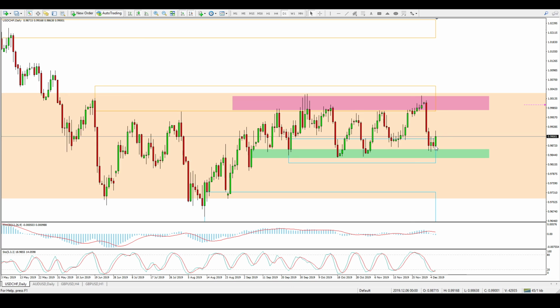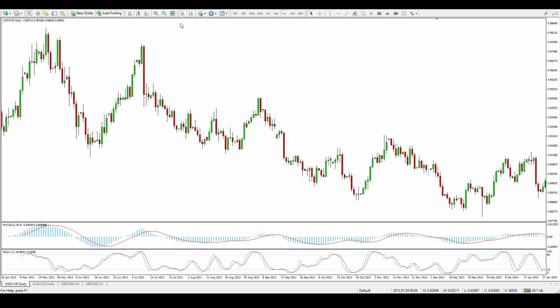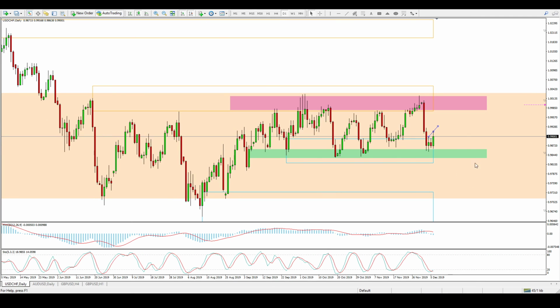Right now, let's see how far we are from the buy zone, about 40 pips. Well, let's see what happens today. Let's see what happens to it. If we have a pullback, I will buy. USD CHF, close to the buy zone.